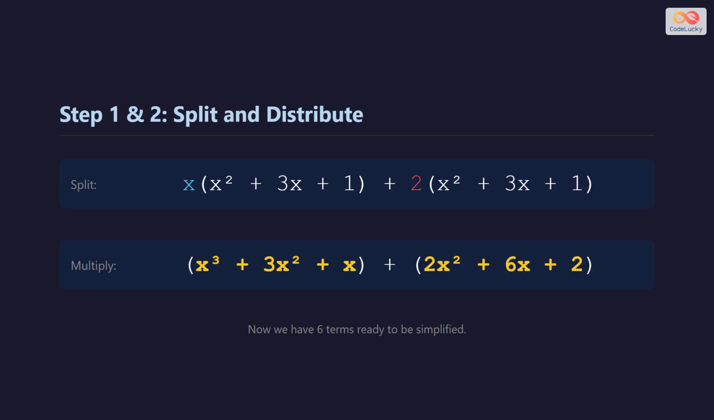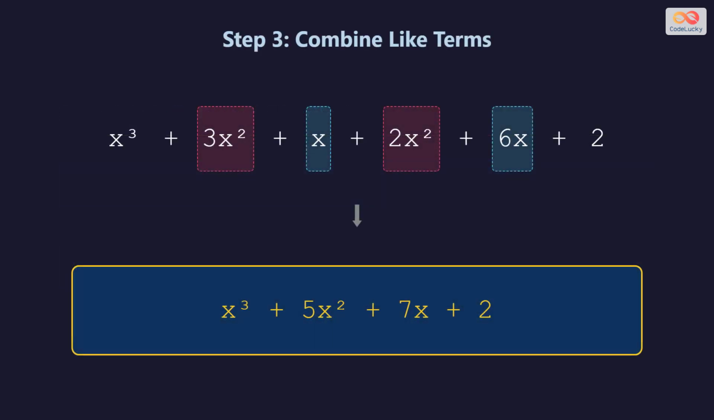Next, we perform the multiplication. X times x squared gives x cubed, x times 3x gives 3x squared, and so on. We do the same for the second part with the number 2. Now we have a long string of terms.